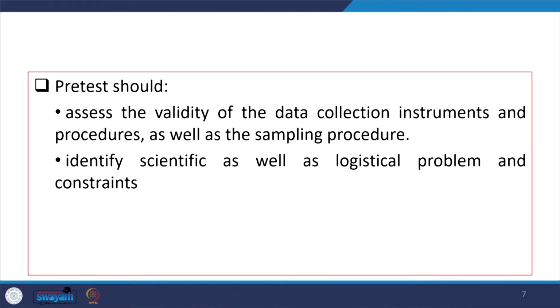Pre-test of the sample should assess the validity of the data collection instruments and procedure as well as the sampling procedure. These should also identify scientific as well as logical problems and constraints.